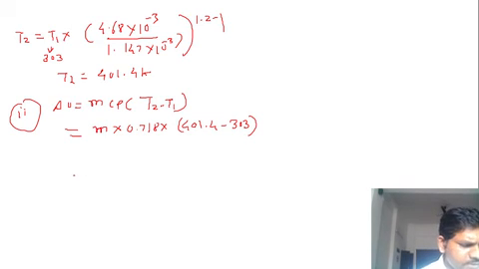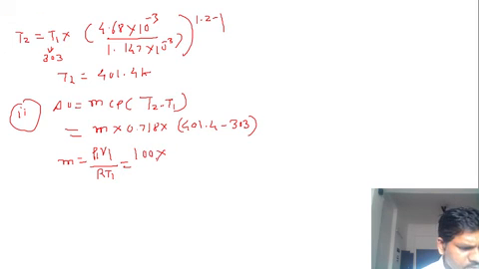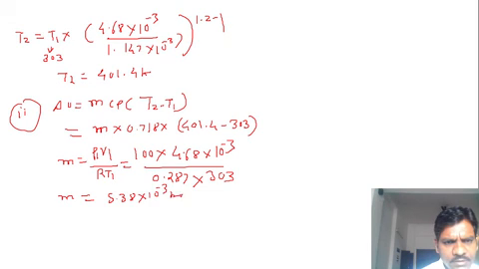So how to calculate this M? This M is calculated by the ideal gas equation. M is equal to P1 V1 upon R T1. So put the values, guys. P1 is 100 kilopascals. V1 is 4.68 into 10 to the power minus 3, divided by R, which is 0.287, multiplied by T1, 303. So the value of the mass is 5.38 into 10 to the power minus 3 kg.